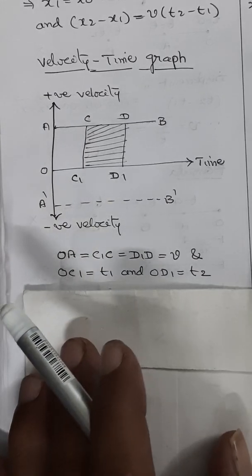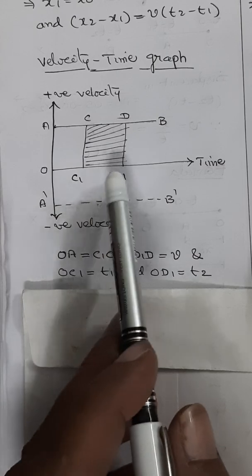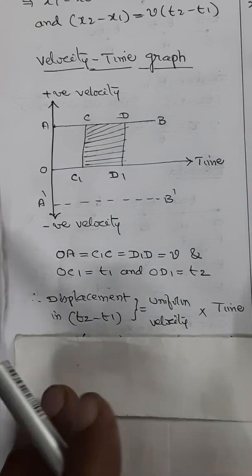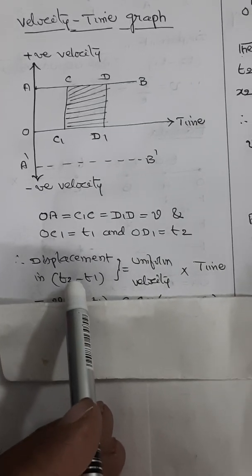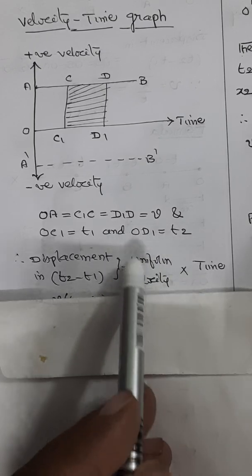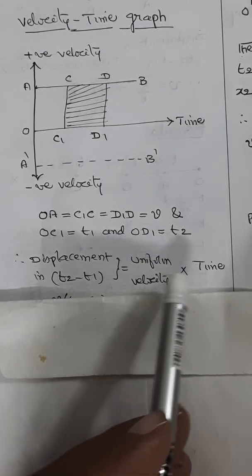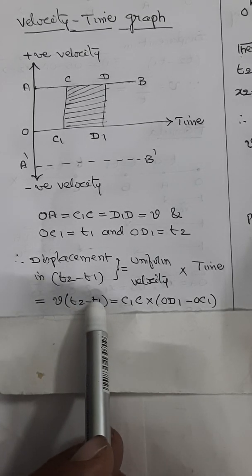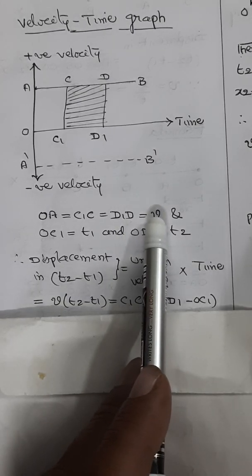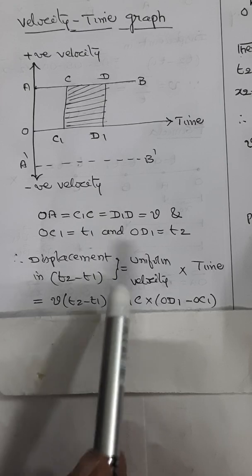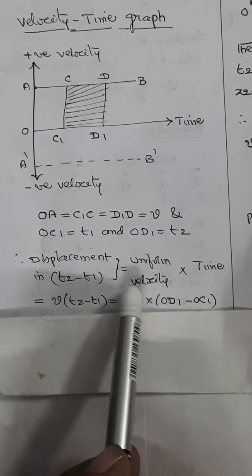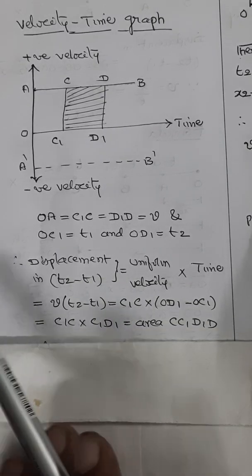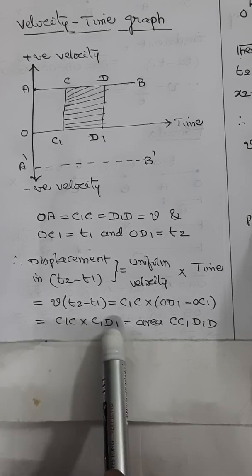So therefore, displacement of the object in the time interval T2 minus T1 is nothing but uniform velocity into time only. So we can calculate displacement in the time interval T2 minus T1 as the product, that is uniform velocity into time. What is the uniform velocity? That is V into T2 minus T1. What is V here? You can write either of these values, C1C into what is T2 minus T1? OD1 minus OC1. So if you simplify and expand this, that will become C1C into C1D1.